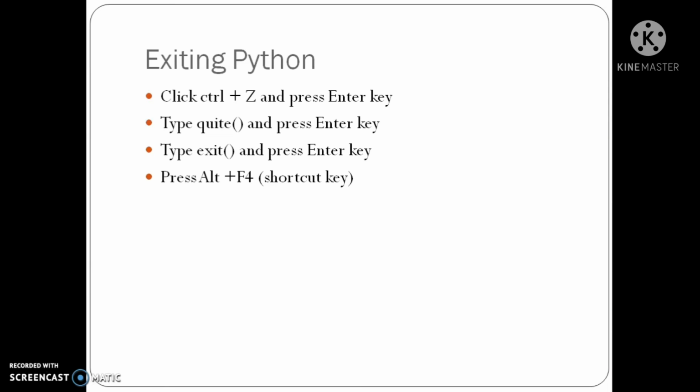Then how can we exit from Python? There are four ways to exit. First way is hold Control and press the D key, and we can exit from Python. Otherwise, we can type quit with parentheses, then we exit from the Python window. Otherwise, we can use exit also. Then another way is the shortcut key Alt plus F4. When we hold Alt and press F4, we can exit from the Python window.